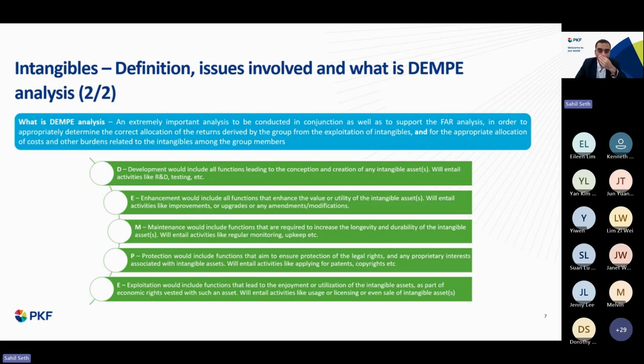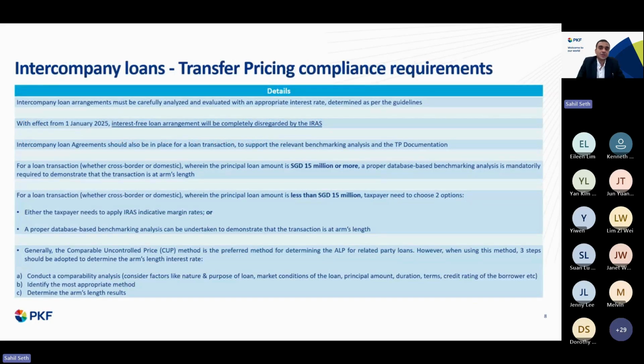Okay. So now coming to the last two slides, on what the transfer pricing compliance requirements are. First, coming to the loan transaction. As I mentioned earlier, the loan transaction must be carefully analyzed with an appropriate interest rate, because an interest-free loan arrangement is completely disregarded, right?